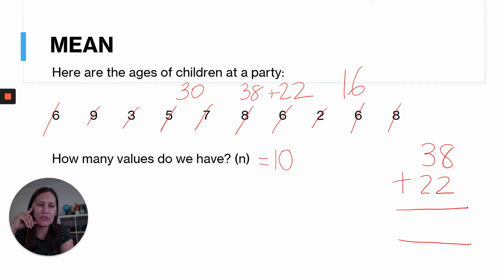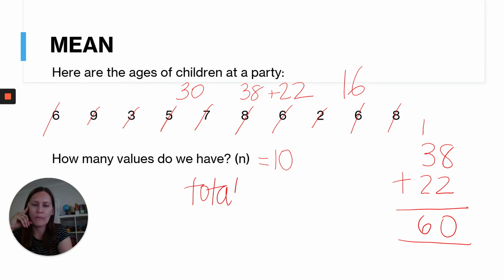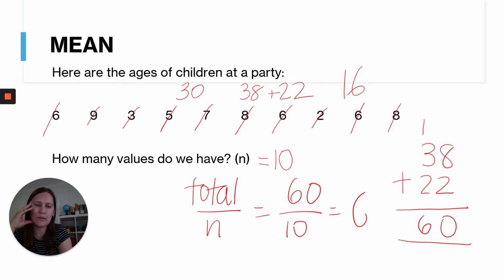So I've got 8 plus 2 in this column, which is 10. 1 plus 3 is 4 plus 2 is 6. So my total was 60. My n is 10. And so I have 60. When I add them all together, I'm dividing it by 10 because that's how many values I have, which makes the mean 60 divided by 10, which is 6. So my mean age for children at this party is 6.